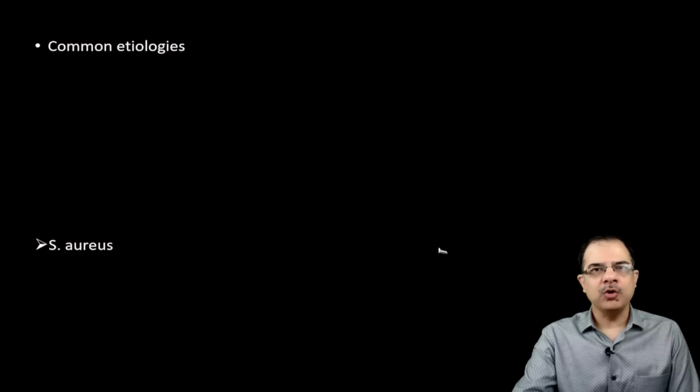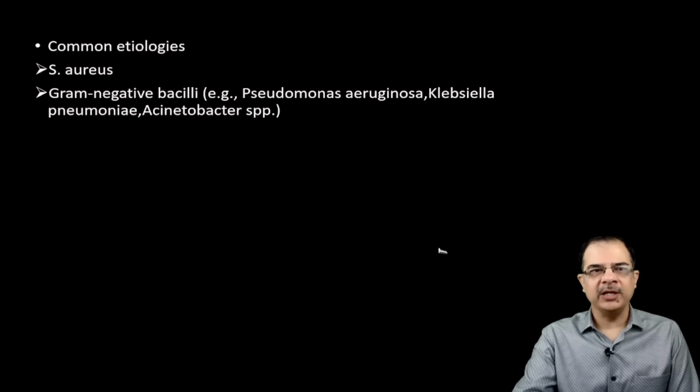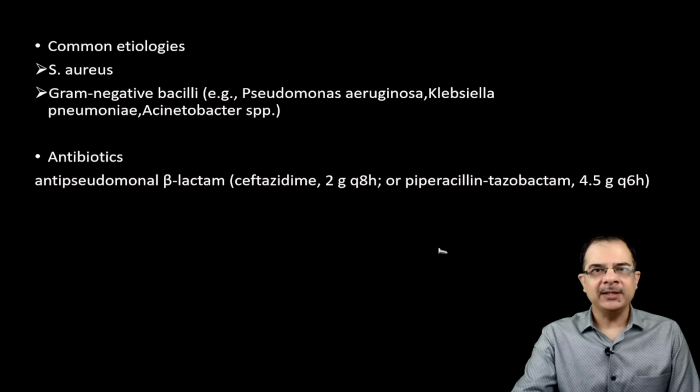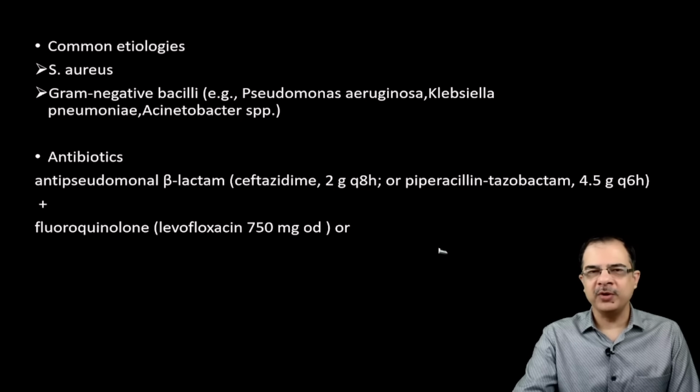Hospital acquired pneumonia. In hospital acquired pneumonia, common etiological agents include Staph aureus and gram-negative bacilli like Pseudomonas or the Klebsiella pneumonia. Antibiotics empirical to be given are anti-pseudomonal agents like ceftazidime, which is 2 gram 3 times a day, or a combination of piperacillin tazobactam 4.5 grams every 6 hourly.